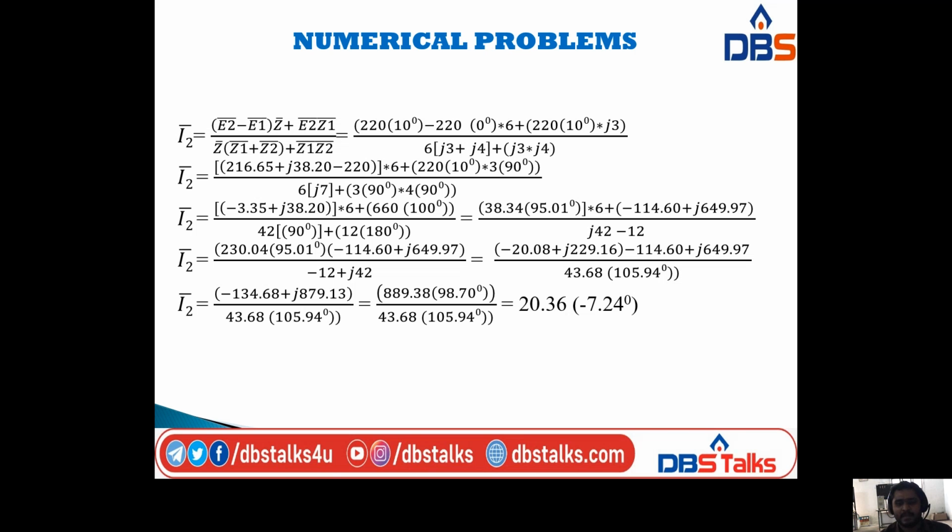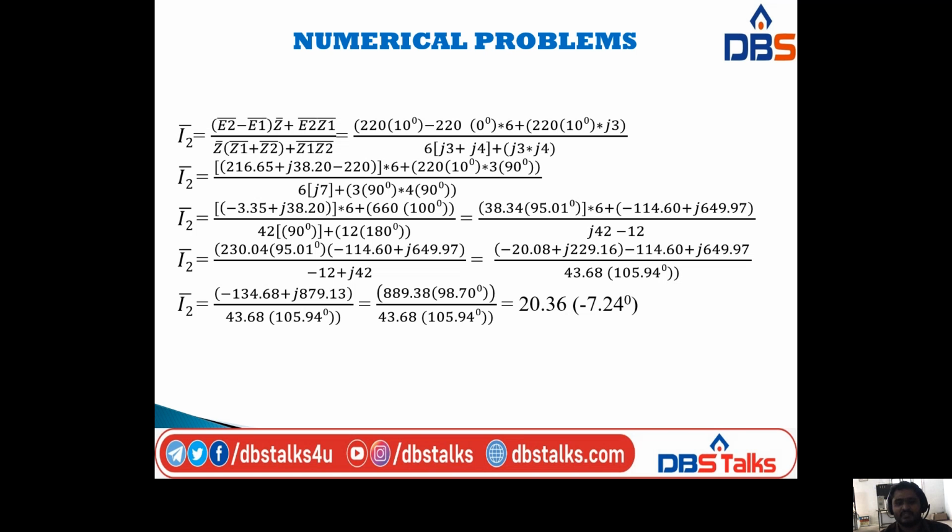J38.20 into 6, plus 220 into 3 means 660. So 660 at an angle of 100, that means 90 plus 10, that is 100, divided by 6 into 7 means 42. So 42J. So please convert that 42J into polar form. We have 42 at an angle of 90 plus, so 3 into 4 means 12. So 12 at an angle of 90 plus 90 means 180.